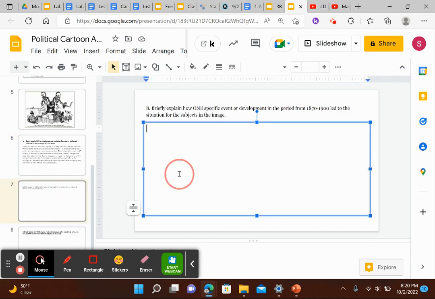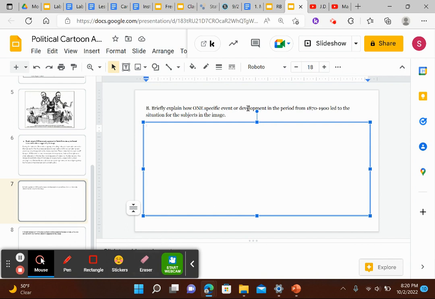So let's take a look at the second question. Briefly explain how one specific event or development in this period led to the situation in this image. So for my answer, and again, there's no one right answer. This is how I interpreted the cartoon. You may find, oh, I wouldn't have argued that, I think I would have argued this instead of what Mrs. Shepard argued. That's totally okay, as long as you can provide reason and evidence.